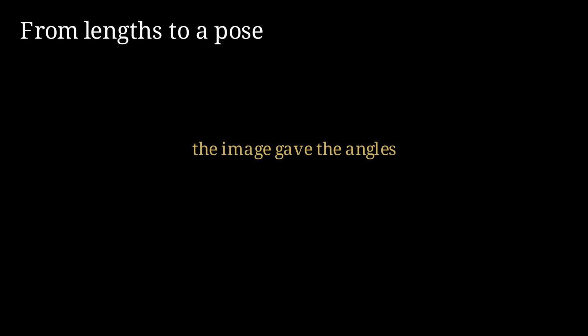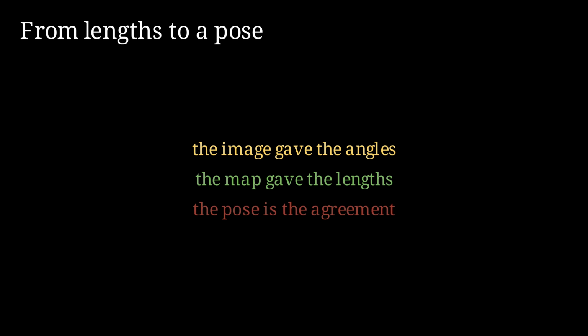Step back and look at the whole machine, because it's the through line made literal. The image gave the angles, K inverse, dot products. The map gave the lengths, A, B, C, and then the quartic turned angles plus lengths into distances. And the pose? The pose is the agreement, the R and T that lay the world triangle exactly onto the camera triangle.